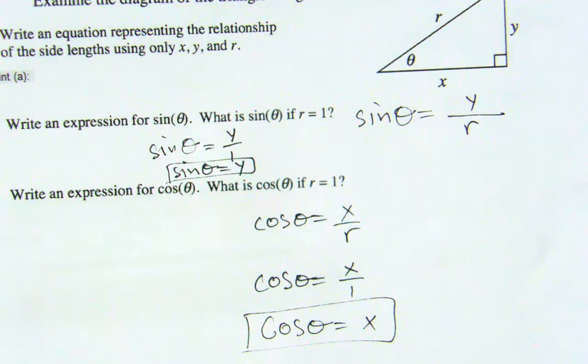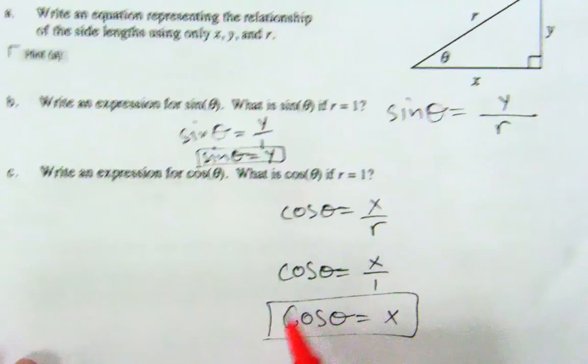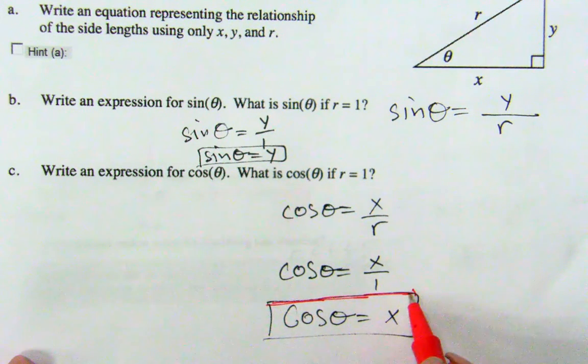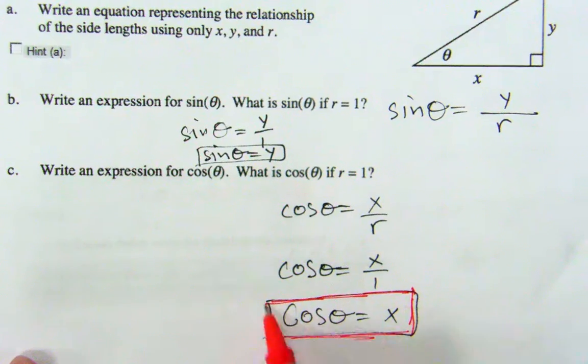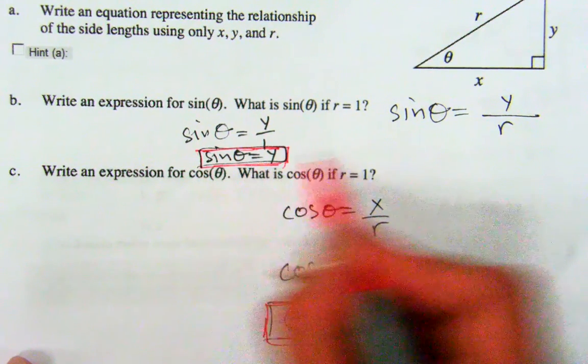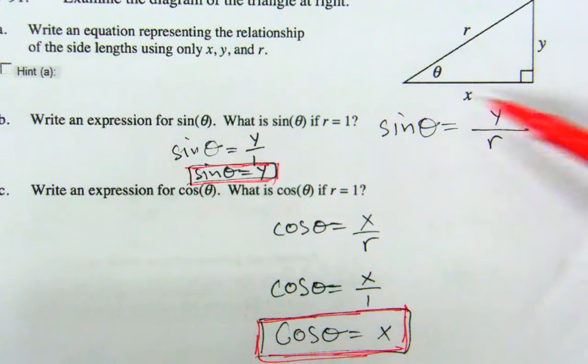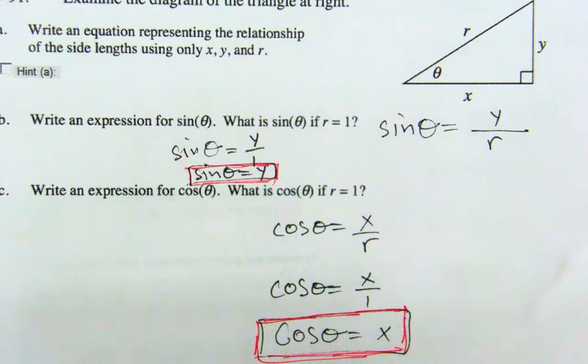It's a little early in the game, don't get me wrong, but these two are going to be huge in Math 3. The fact that y, the vertical change in this triangle, is synonymous with sine of theta, and the horizontal change is synonymous with cosine of theta. And there you go. Hopefully that helped.